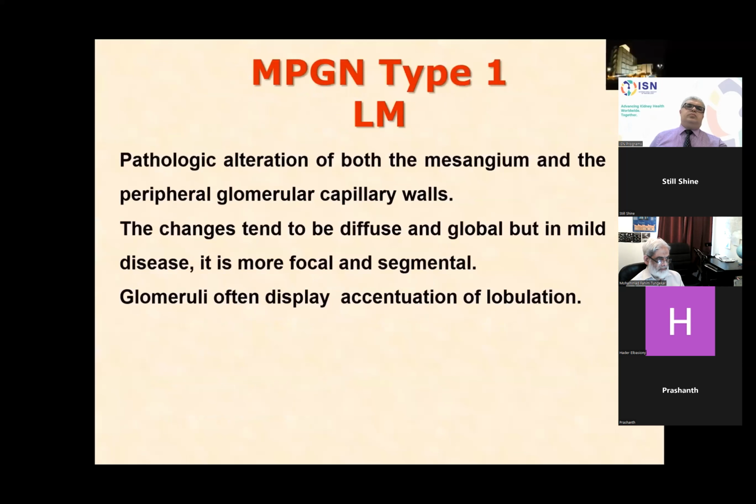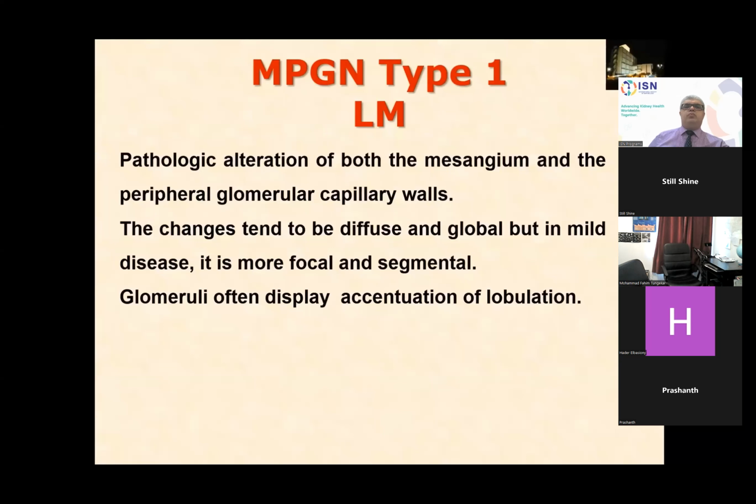The pathological alteration, now we have more complication in the morphology or the glomerular involvement. First, in minimal change, we have no abnormality. In FSGS, we have just mesangial expansion, and in membranous, we have thickened basement membrane. Now we have a more complex abnormal pattern in the glomeruli, with pathologic alteration of both mesangial and the peripheral glomerular capillary walls. The changes tend to be diffuse or global, but in mild disease, it is more focal and segmental.